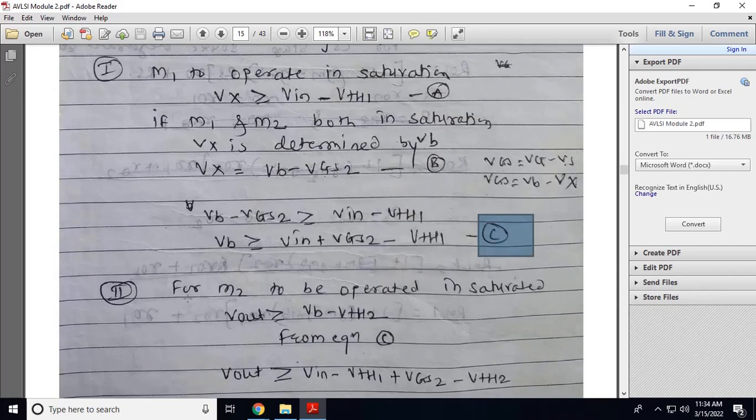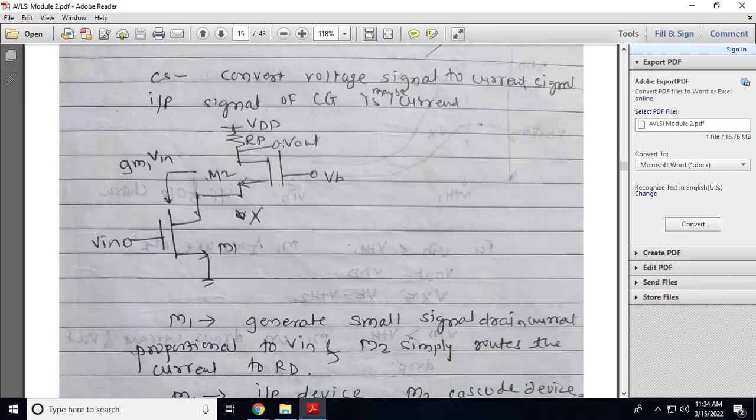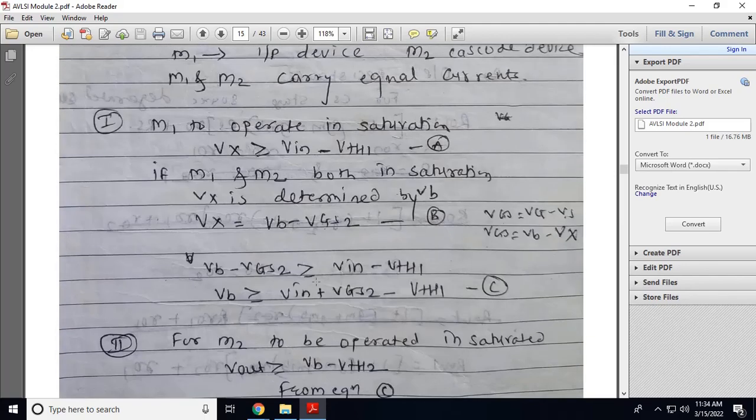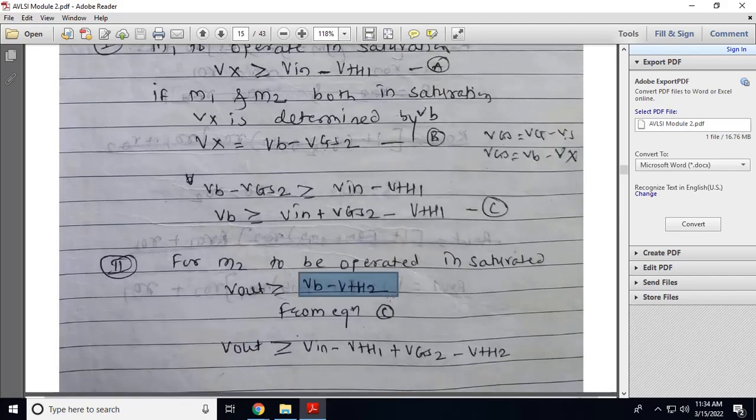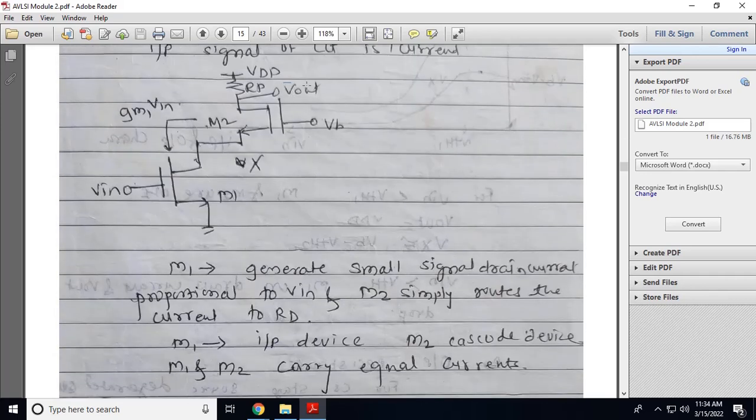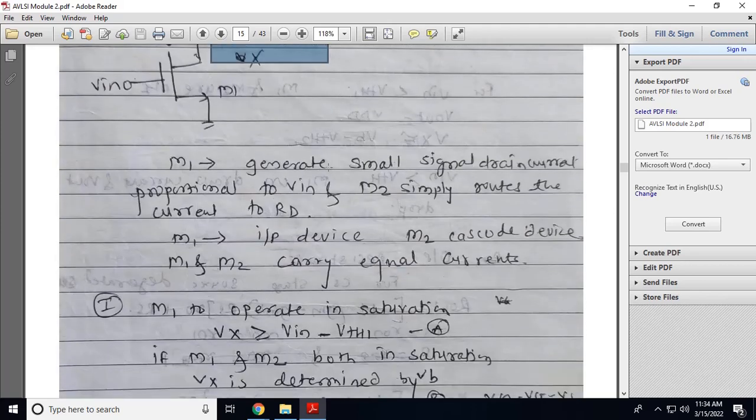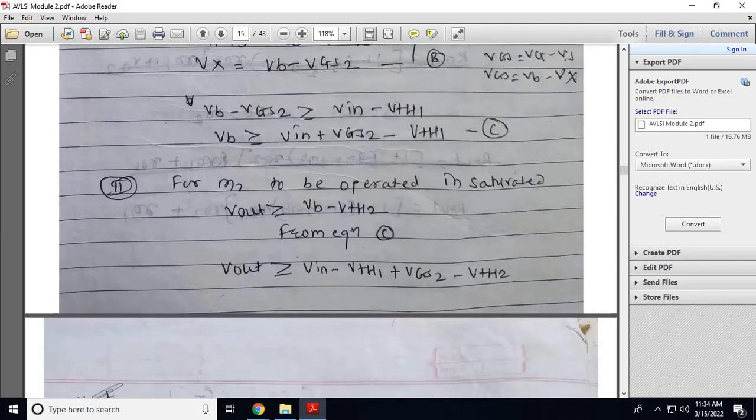For M2 to be operated in the saturation region, the drain voltage must be greater than Vb minus VTH2. So Vout, the drain voltage, must be greater than the gate voltage minus the threshold voltage of transistor 2. So Vout is greater than or equal to Vb minus VTH2. We put in the expression for Vb from equation C. So Vout is greater than or equal to Vin minus VTH1 plus VGS2 minus VTH2.